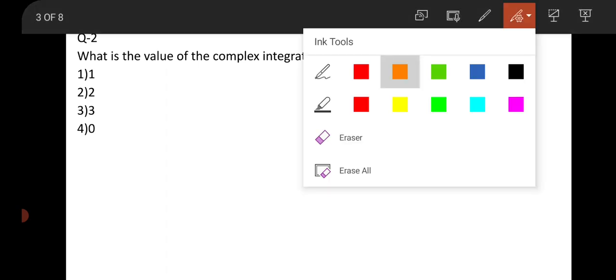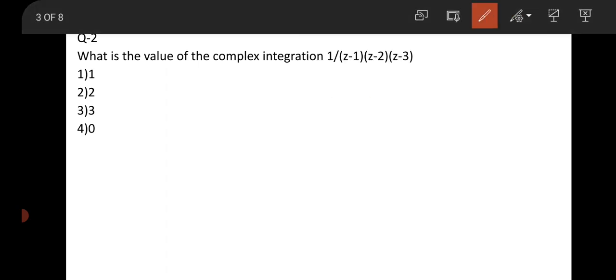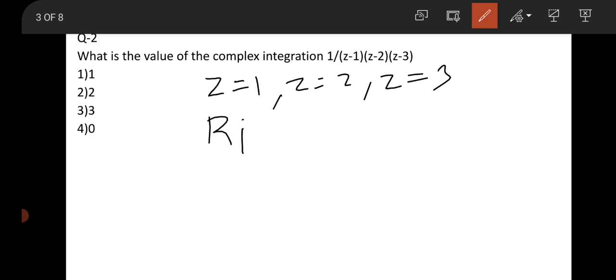The next question is from complex integration. What is the value of this complex integration of 1 by (z minus 1) into (z minus 2) into (z minus 3)? Here z equal to 1, z equal to 2 and z equal to 3 are the three singular points of the function. So we have to calculate the respective residues: r1 for z equal to 1, r2 for z equal to 2, and r3 for z equal to 3.